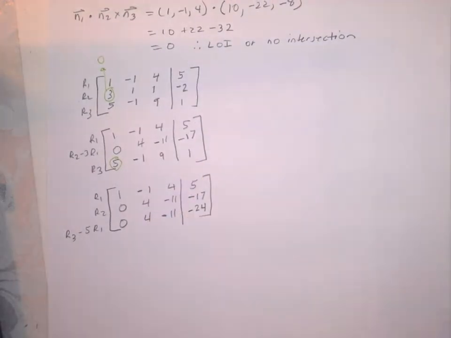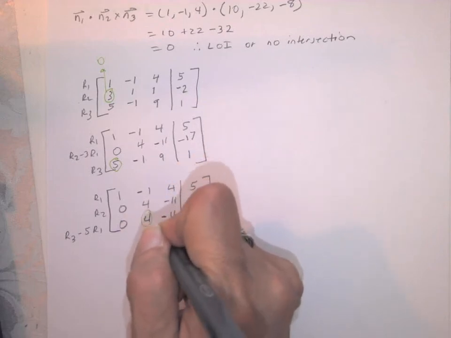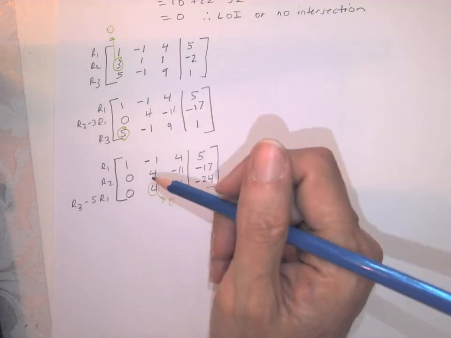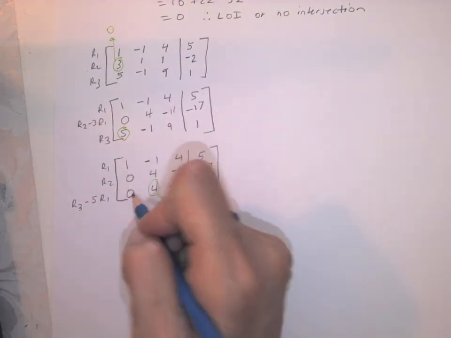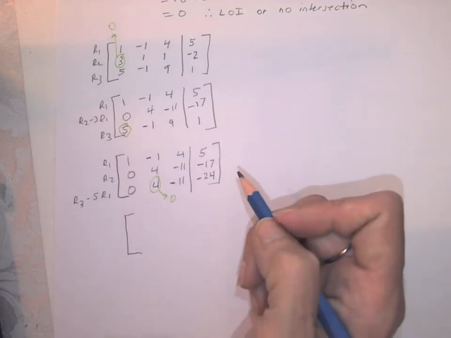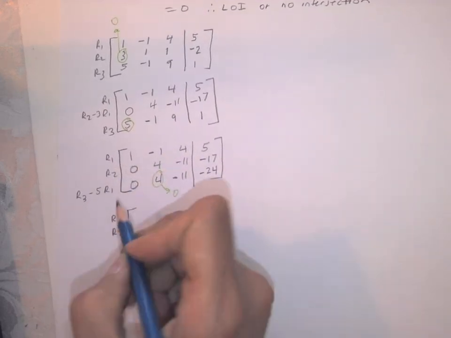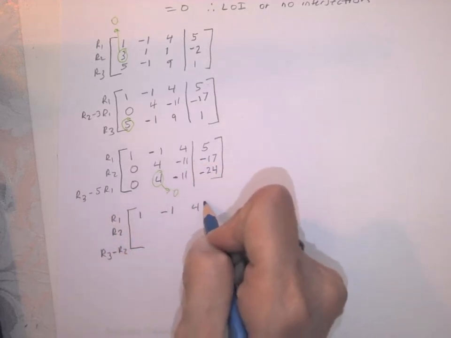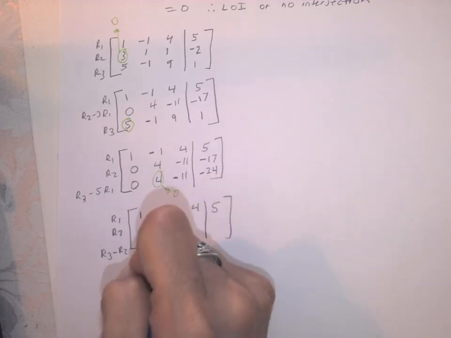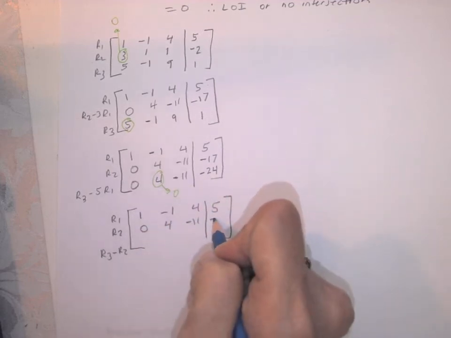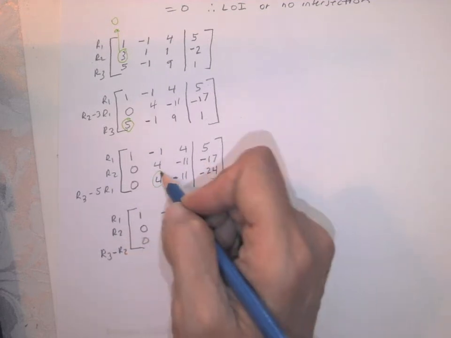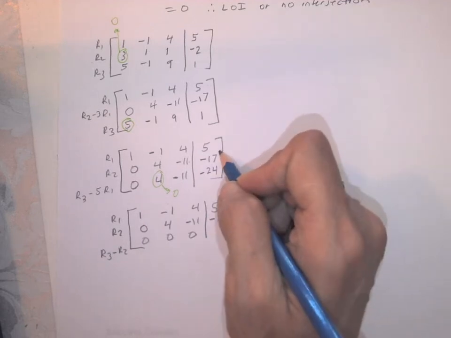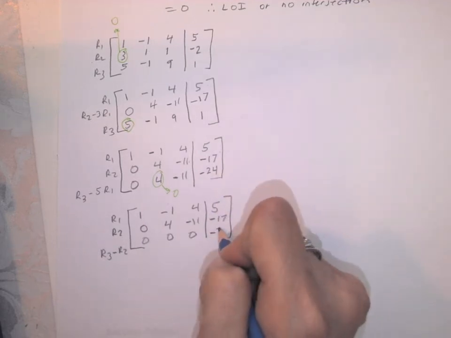And now I want to get a 0 here. I can only use row 2 and row 3 to do it because otherwise I would undo that 0. So I'm going to leave row 1 alone and row 2 alone, and then do row 3 minus row 2. So 0 minus 0 is 0, 4 minus 4 is 0, negative 11 minus negative 11 is 0, negative 24 minus negative 17 is negative 7.